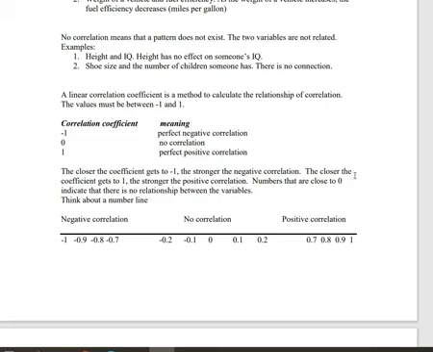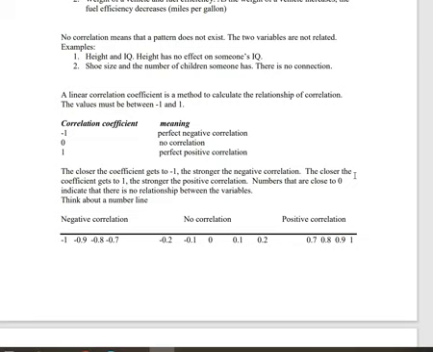A linear correlation coefficient is a method to calculate the relationship of correlation. The values must be between -1 and +1. A correlation coefficient of -1 means a perfect negative correlation. That means it goes exactly down. There are no outliers, no things that aren't in place.